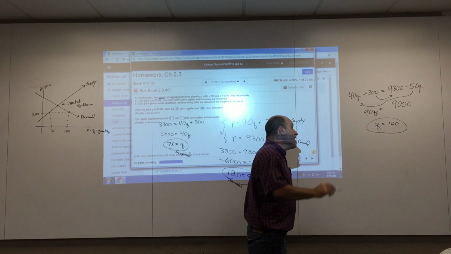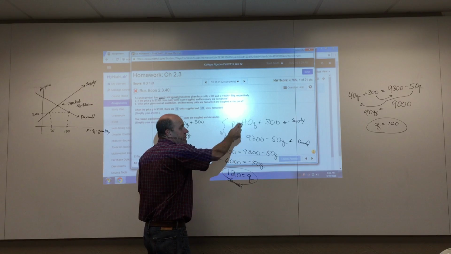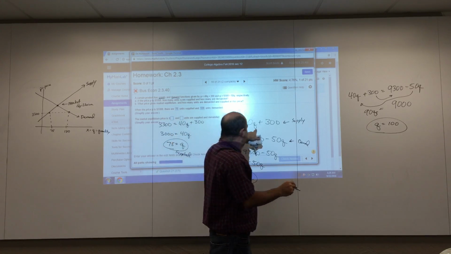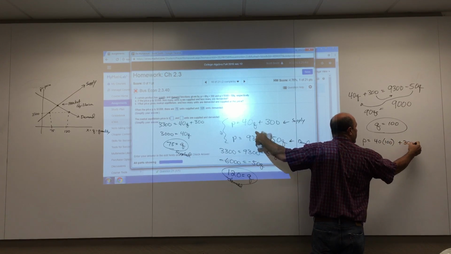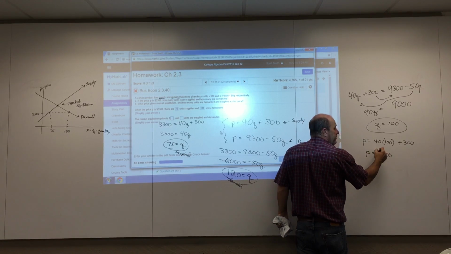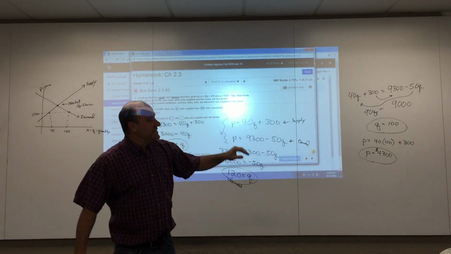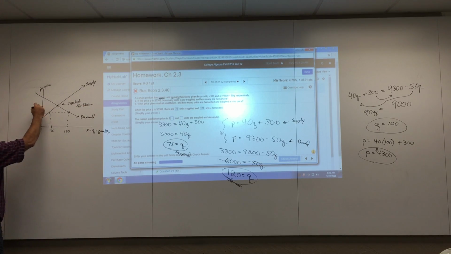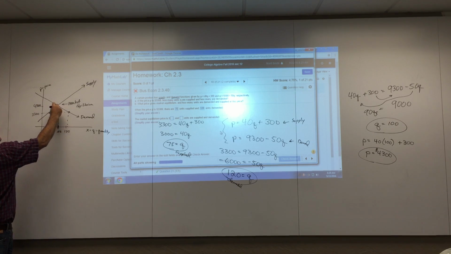Yep. Q is 100. If Q is 100, plug it back into one of the original equations. Doesn't matter which one, but if you plug that Q in, you'll get the same price, I believe. I'll plug it into that top equation, and I have 40 times Q plus 300. That's 4,000 plus 300. The price is 4,300. This is the market equilibrium. If I price it right there, the supply and the demand will both be 100, and that's cool.